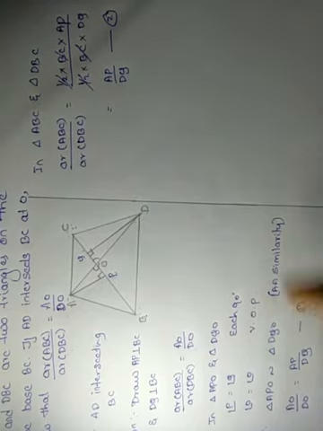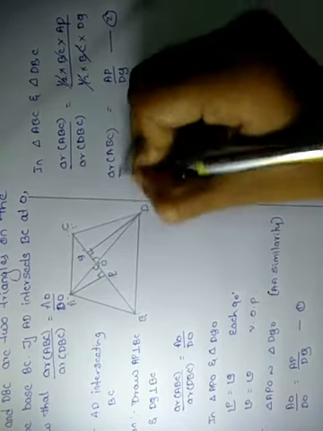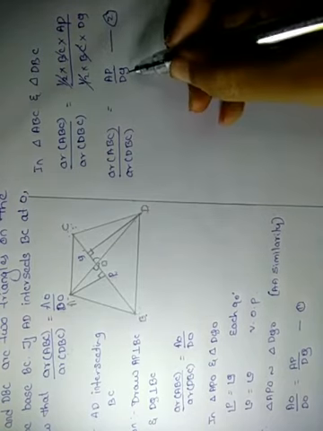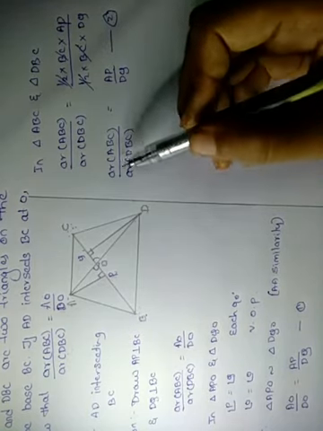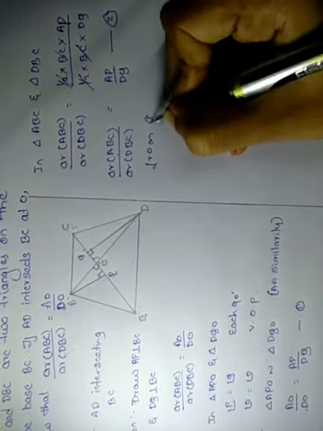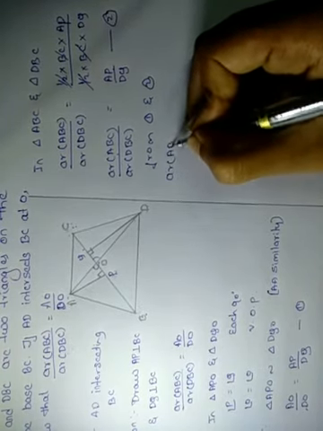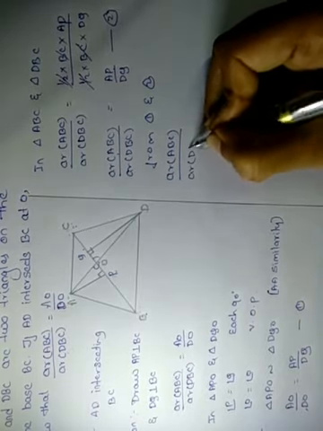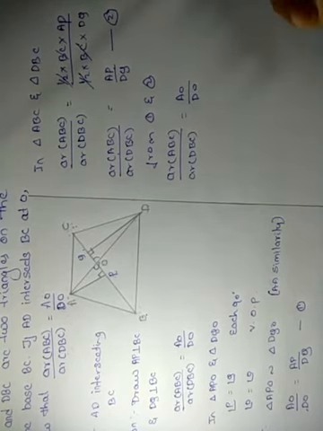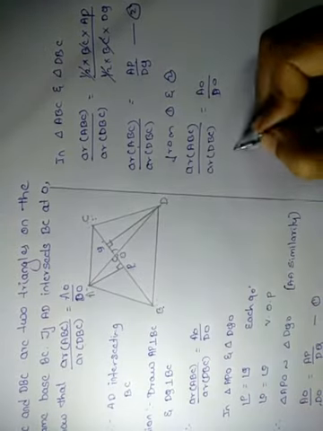You can observe equation 1 and equation 2. You can observe these two right hand sides are equal, so we can write that the left hand sides are also equal. From 1 and 2, area of triangle ABC divided by area of triangle DBC is equal to AO divided by DO. We proved it. We need to prove this only. You can see it here. Hence proved.